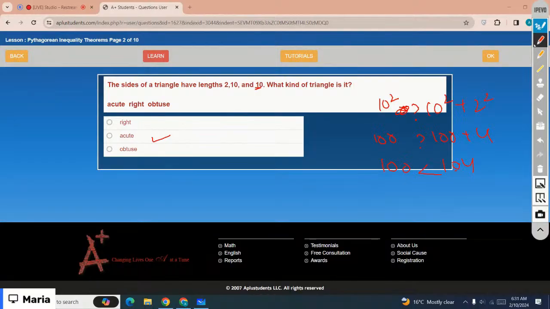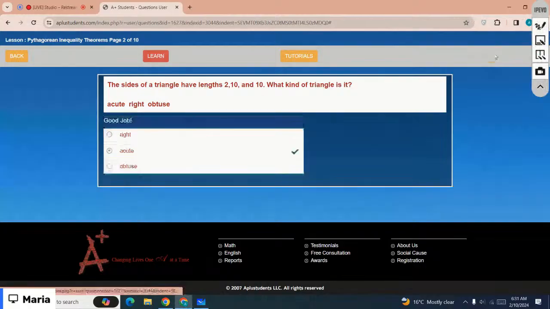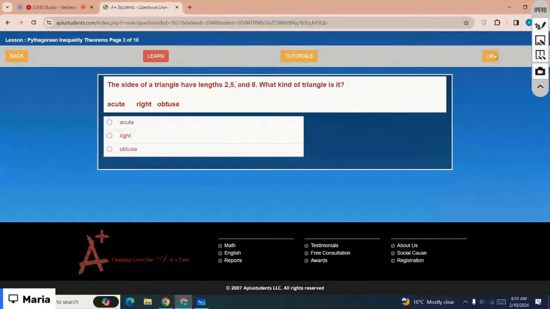That is the acute triangle, right? Okay, the next one: the sides of our triangle have the lengths 2, 5 and 6. What kind of triangle is it?